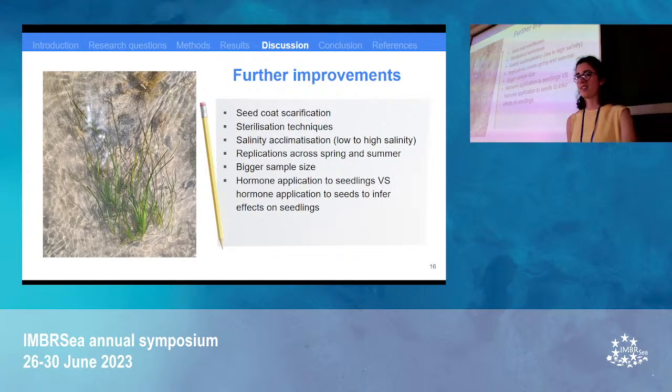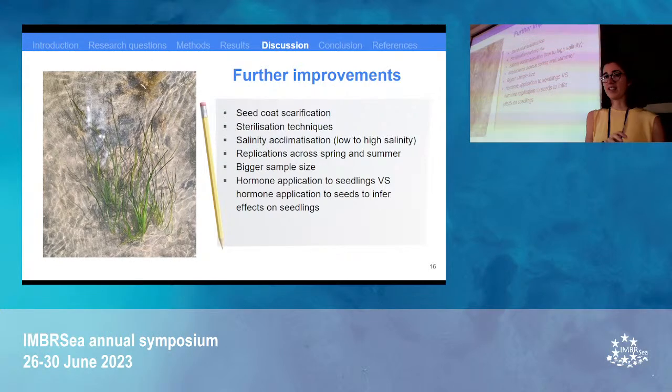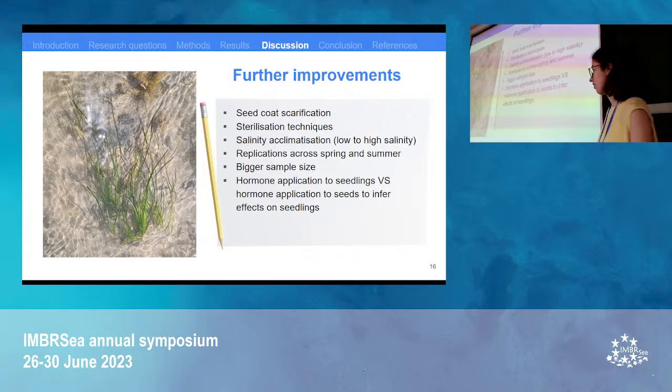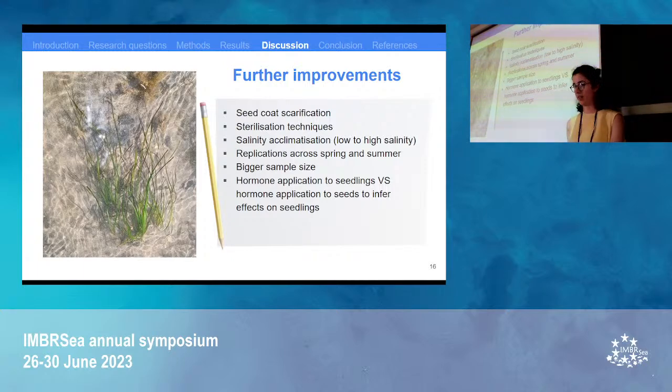A bigger sample size is always a great idea, but especially for this experiment, as we saw, the numbers decreased quite rapidly. And then lastly, in this experiment, I gave hormones to seeds and then assessed the effects on the seedlings. Whereas in literature, what I found on model species, on model plants, the hormone application was done directly to the seedling. So that's also something that can be further compared.